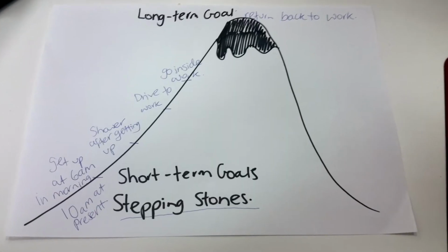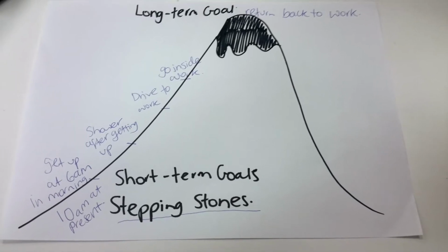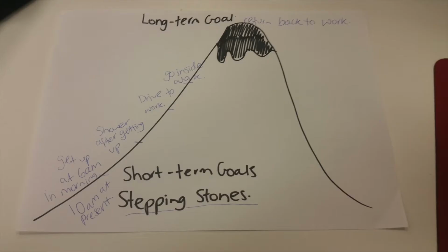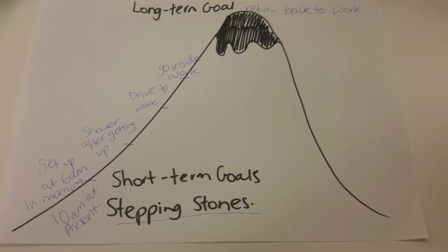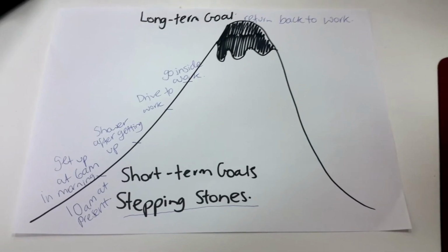getting up at 6 a.m. for a couple of days a week, and we'll work towards getting you up at 6 a.m. for 5 days a week. What are some other things in your morning routine that you'd have to do before you could get back to work?